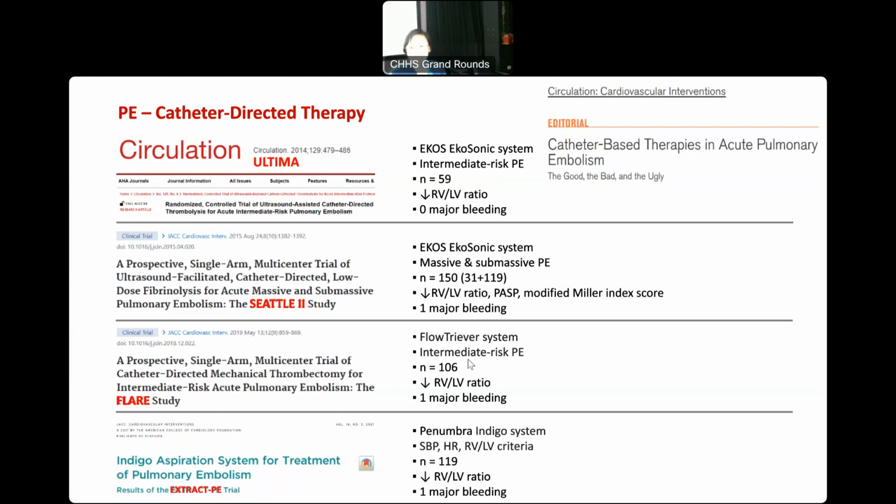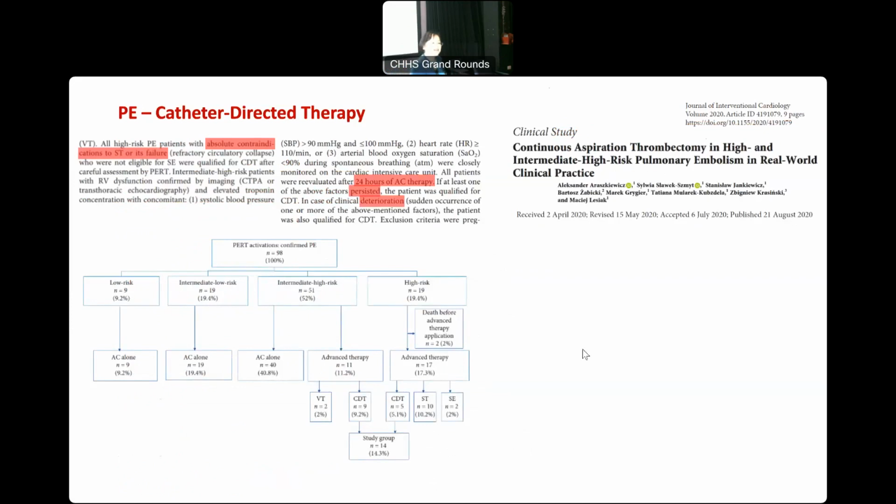So it's low-level evidence. But right now, around the world, there are a lot of studies going into these details, looking at who will benefit from this therapy. So this is one of my favorites. Why do I like it? Because they integrate with PERT. This study integrates PERT activation and catheter-directed therapy. So the inclusion criteria, number one, say massive PE, or high-risk PE, contraindicated or failed thrombolysis, goes into catheter-directed therapy.